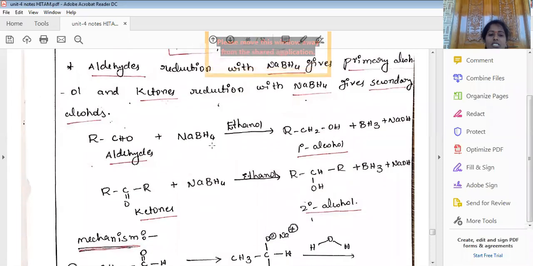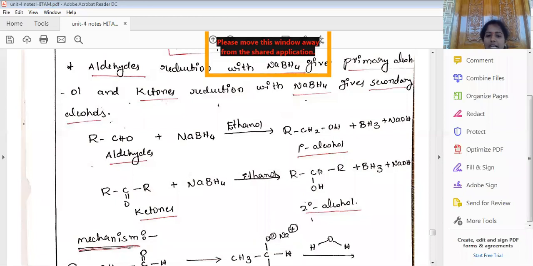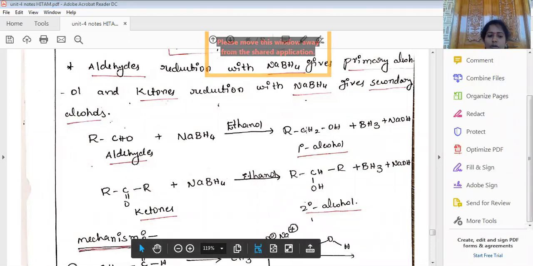When aldehydes are treated with sodium borohydride, they give primary hydroxy compounds. When the hydroxy group is attached to one alkyl group, that is called a primary hydroxy compound. When a ketone is reduced with sodium borohydride, formation of a secondary hydroxy compound is possible. This is another reaction of sodium borohydride.